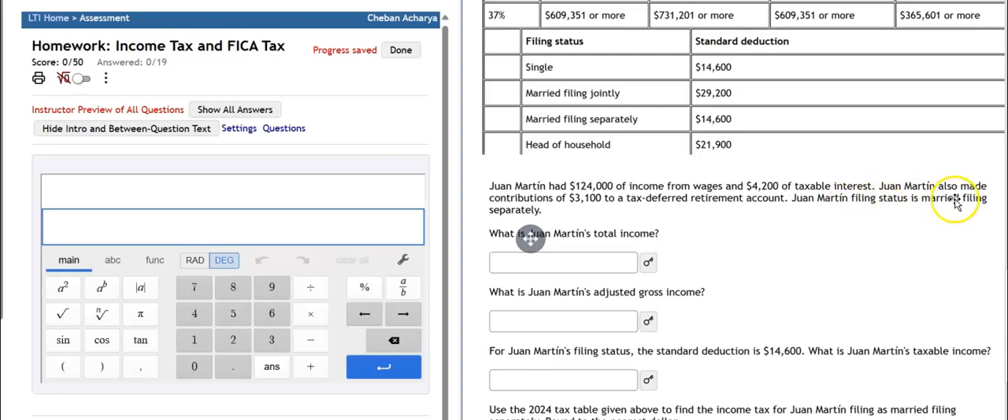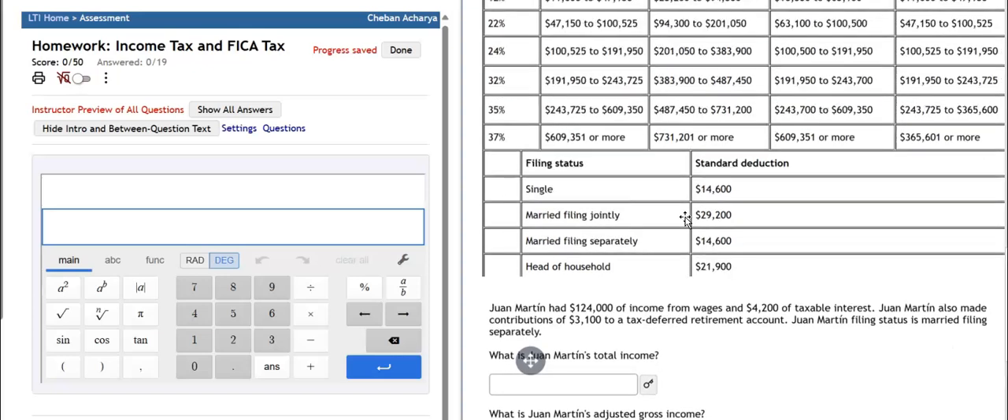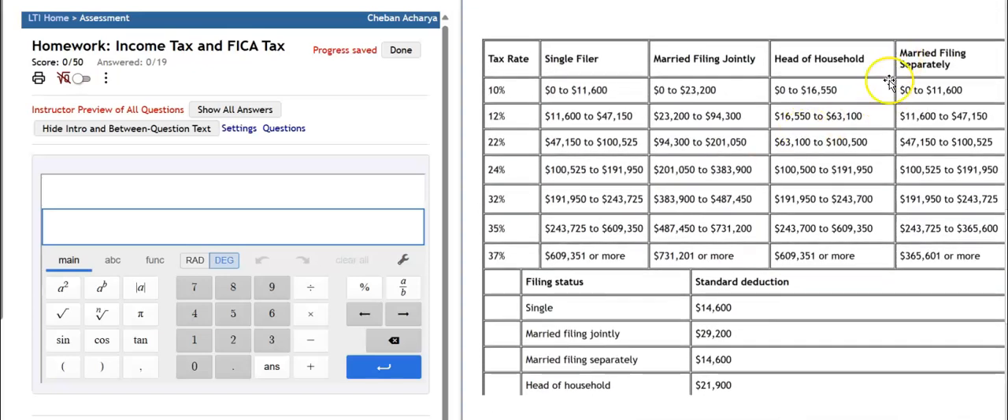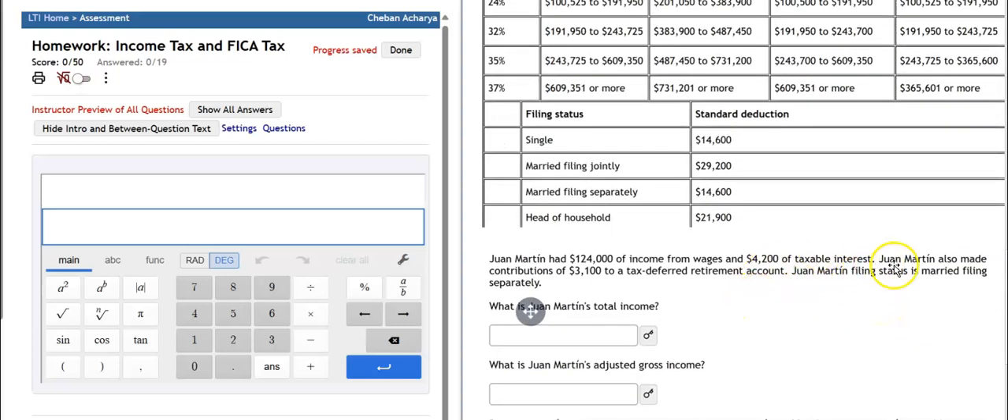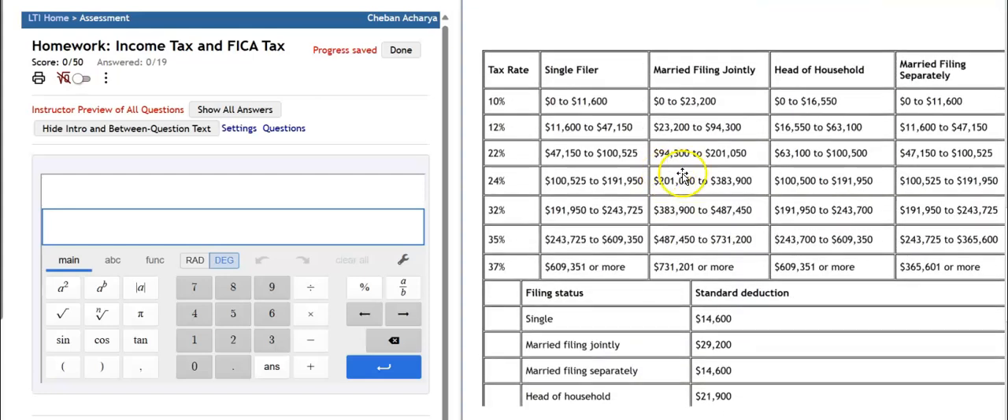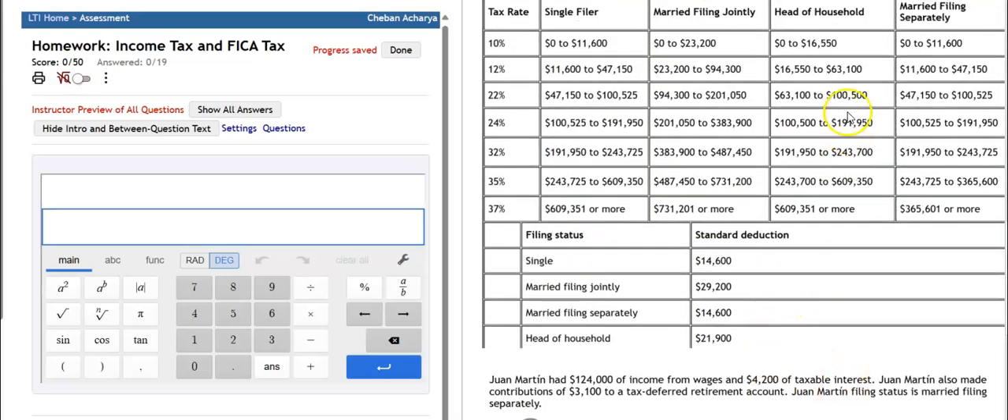Juan Martin's filing status is married filing separately, which is the last column in this tax bracket. So we have to use only this column in this case. But notice that you might have a different status. If your status is single, you have to use this column here. If your status is married filing jointly, you have to use this column. So depending on the filing status, you have to use the required column.